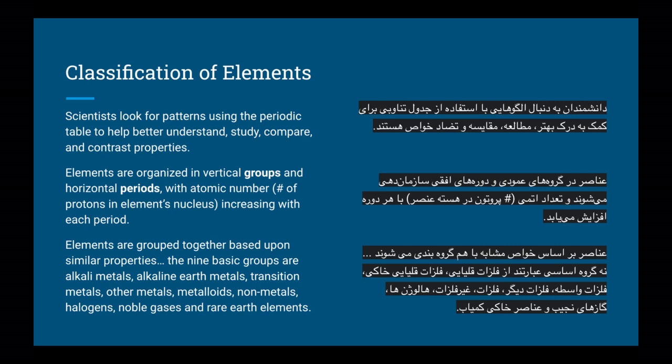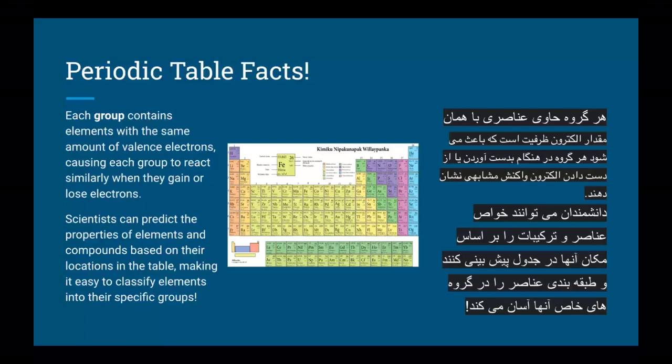Elements are grouped together based upon similar properties. The 9 basic groups are alkali metals, alkaline earth metals, transition metals, other metals, metalloids, nonmetals, halogens, noble gases, and rare earth elements. These are some fun, helpful, and interesting periodic table facts.